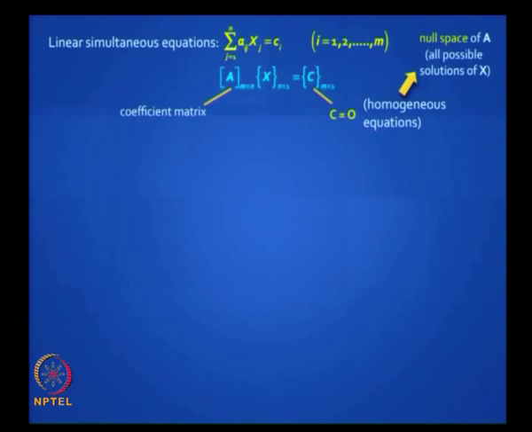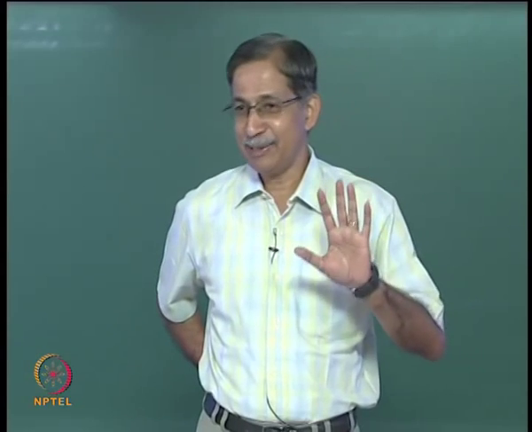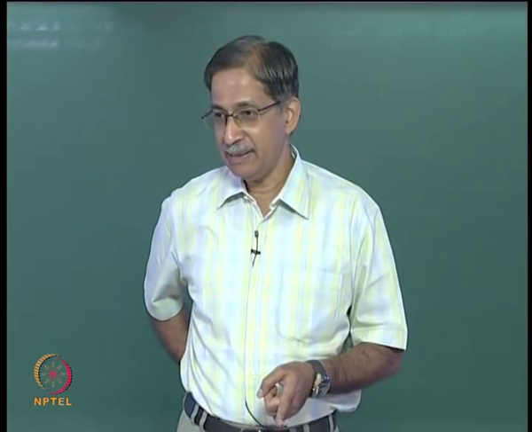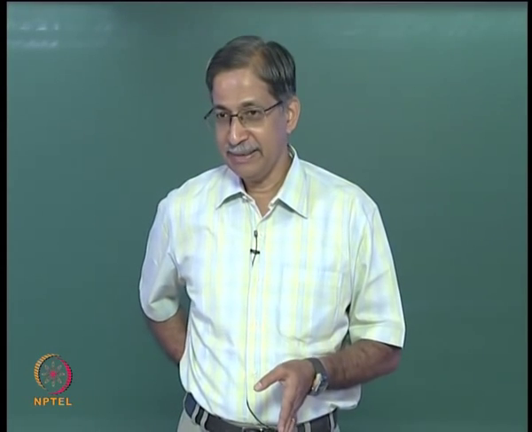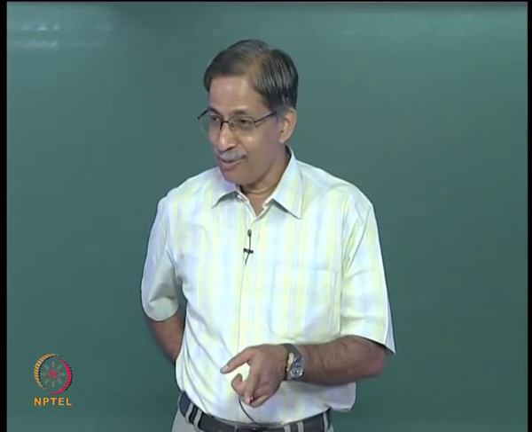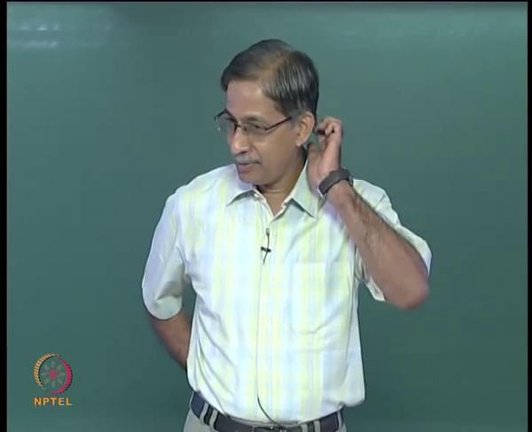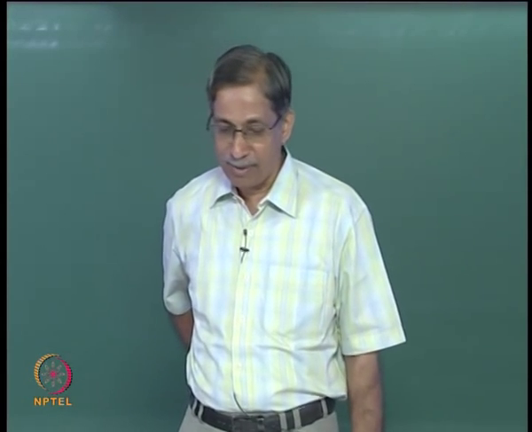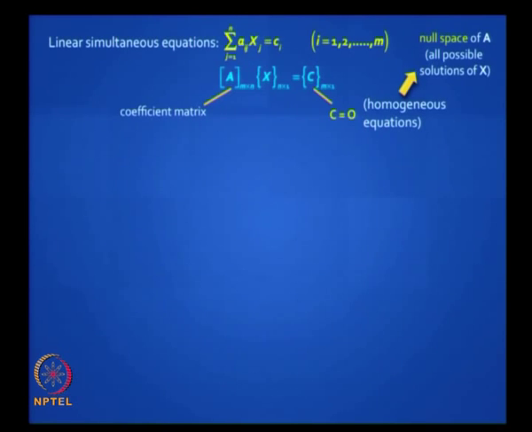When do you need to look at the solution for homogeneous equations? In solving linear simultaneous equations, even if you have a non-zero C, a constant vector, you may still need to inspect this solution. That is called the null space of A, all possible solutions. When do you need to do this? It is very interesting, though we don't directly need it in structural analysis.